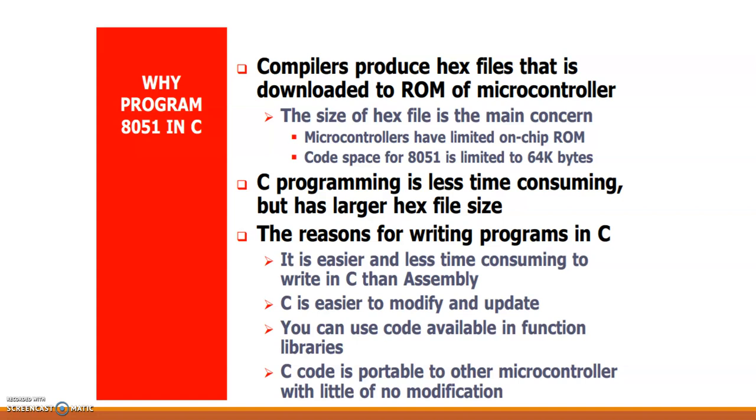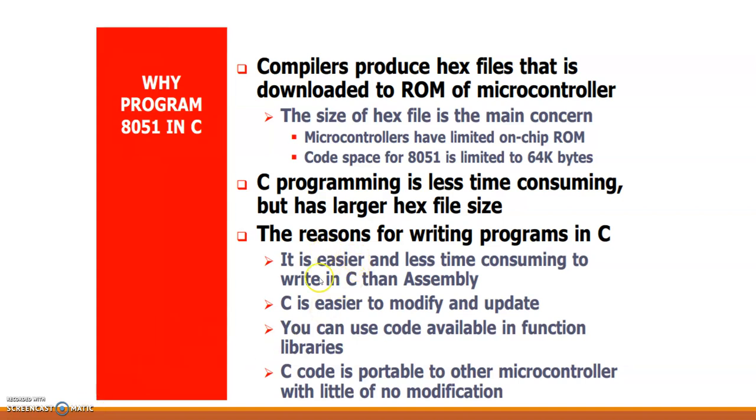The reasons for writing programs in C are, first, it is easier and less time consuming to write C compared to assembly language programming. So C is easier to modify and update. The third point is that you can use code available in the function libraries. Also, C code is portable to other microcontrollers with little or no modification.